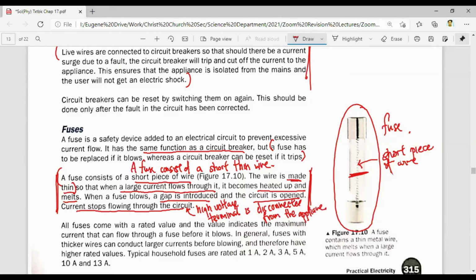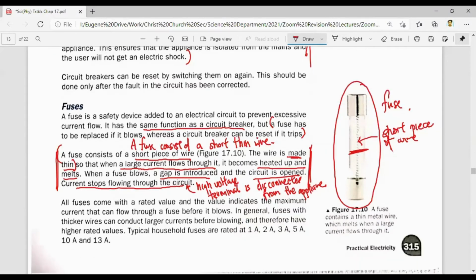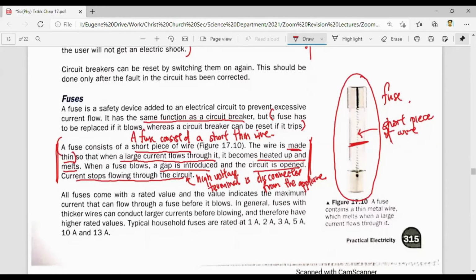Okay, what is this high voltage terminal? As I mentioned just now, it is sort of like the live wire is disconnected away from the appliance itself. So current can't flow into the appliance because you have cut off the high voltage wire. Okay? So now, this is the description here.